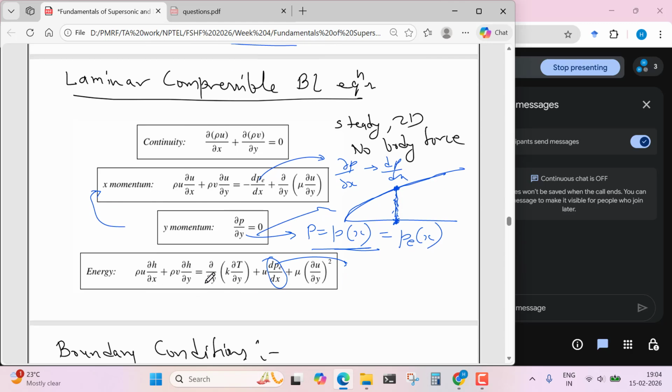And the energy equation is given by ρu ∂h/∂x + ρv ∂h/∂y = ∂/∂y(k ∂T/∂y) + u dP/dx + μ(∂u/∂y)². Here you can see that the rest of the terms are in partial differential form. Only this pressure term is in ordinary differential form, because this pressure is a function of only x. So this derivative we can write as the ordinary differential.